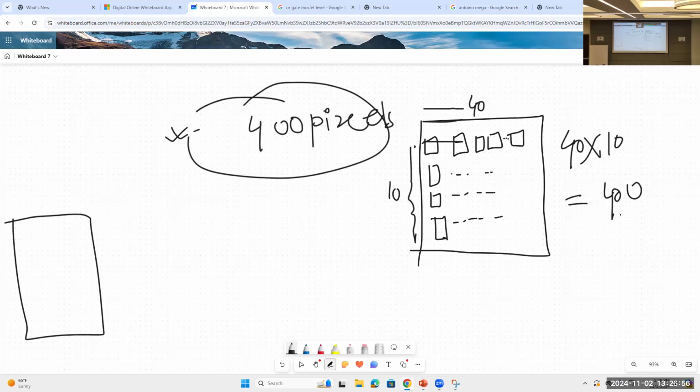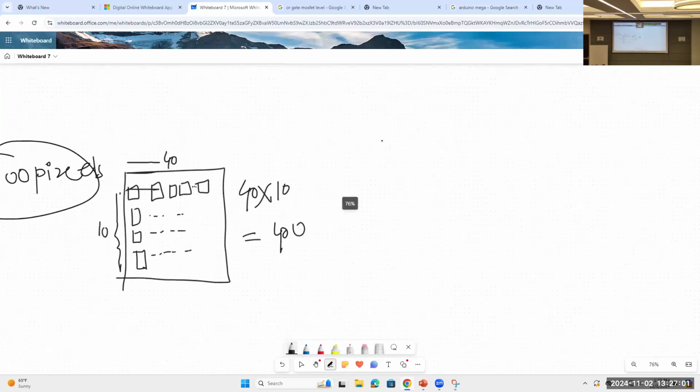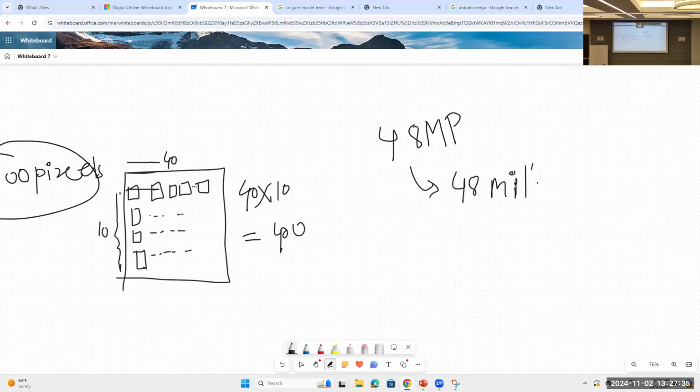Suppose someone tells you this is a 48 megapixel camera. What does it mean? Let's say the iPhone 16, I'm not sure if it is 48 megapixels or greater, whatever. A 48 megapixel camera means 48 mega, meaning million, so 48 million pixels are inside this camera. Pixels means photodiodes actually. In every pixel there is a photodiode. So 48 million pixels.